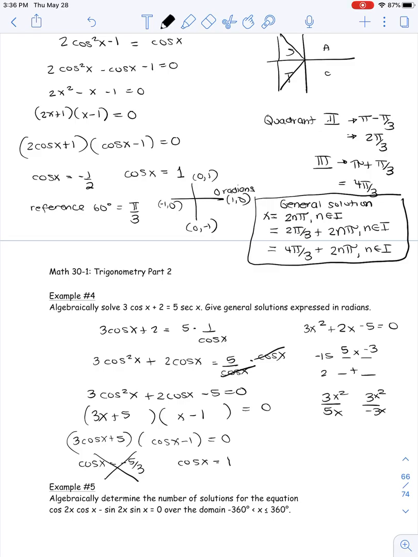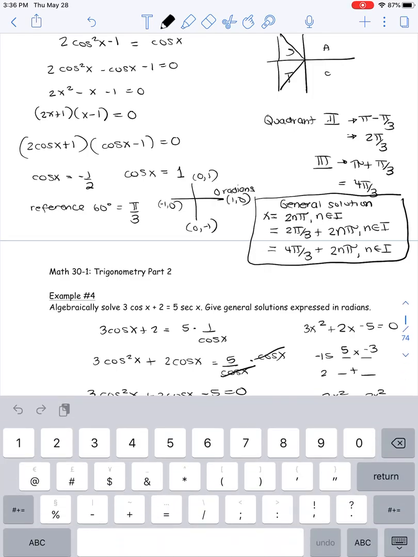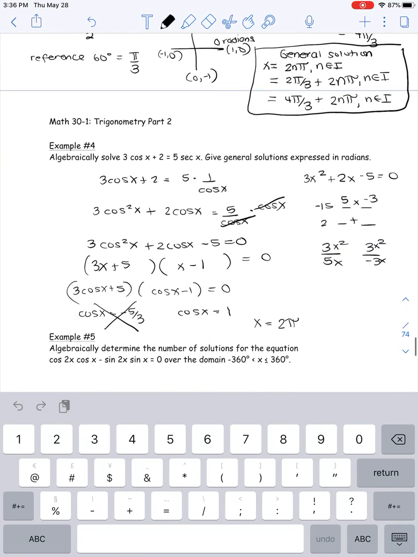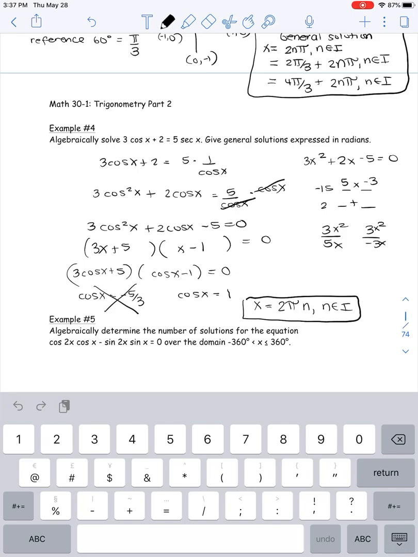So the only one I'm looking for is where cos of x equals 1. And I know that's going to occur at 0 degrees, then at 2 pi, and then so on. So I know that the general solution is going to be 2 pi n or 2n pi, however you want to write it. I'm going to write it with the pi going in front of the variable. So 2 pi n, and then n is an element of integers. So that would be my answer for example number 4.